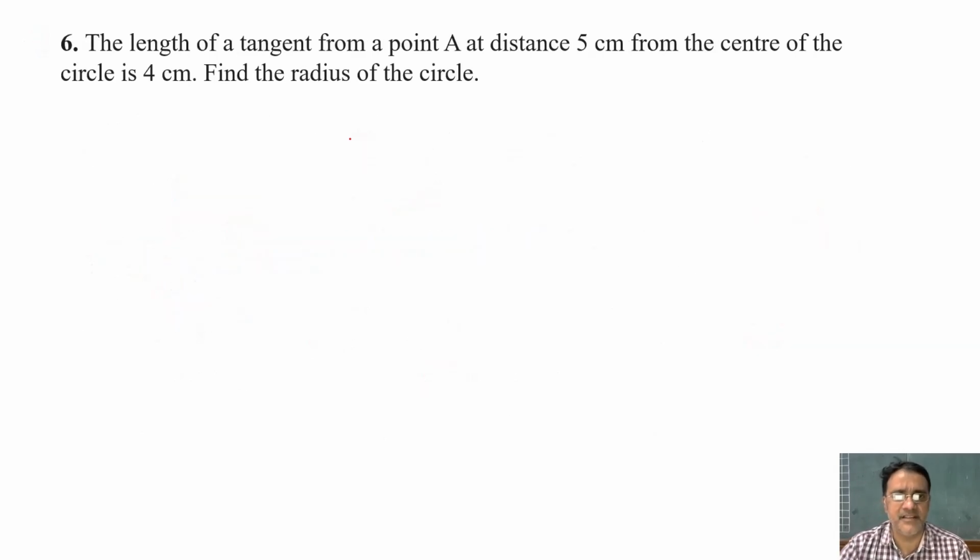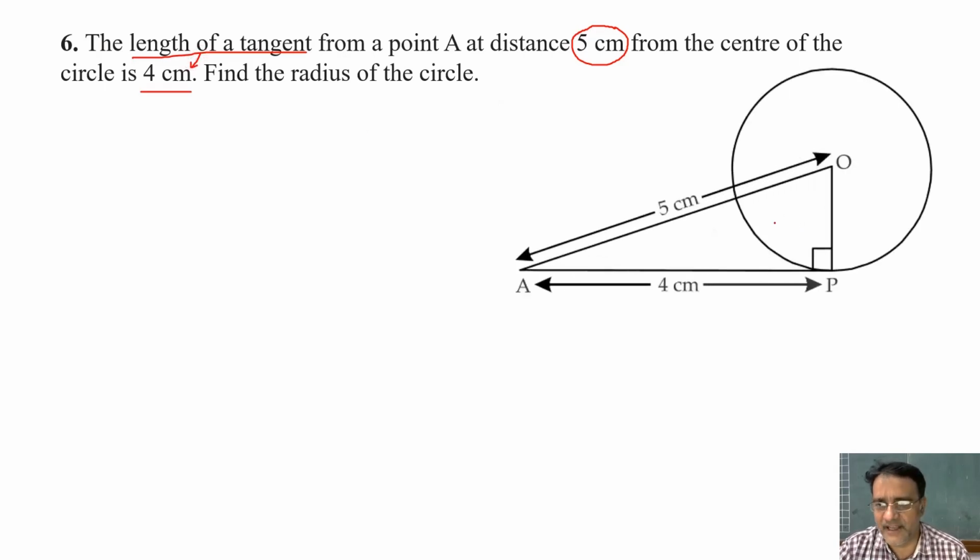Now this is a very easy question. The length of the tangent from a point A at a distance of 5 centimeter from the center of the circle is 4 centimeter. Many students do not understand here whether the length of tangent is 5 or 4. Actually, the length of tangent given is 4 centimeter. So let us draw the rough diagram. Length of tangent is given 4 centimeter and the distance of point A from the center is 5 centimeter.